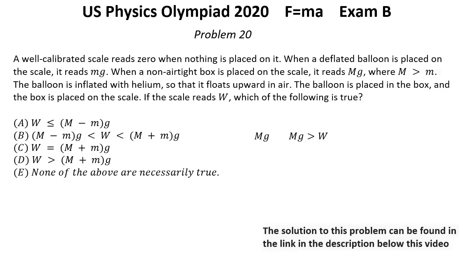However, we don't know whether it is larger or smaller than big M minus small m multiplied by g, because this depends on how buoyant the balloon is, so there is not enough information to decide. And this is answer E. None of the above are necessarily true. And that was the solution for problem number 20.